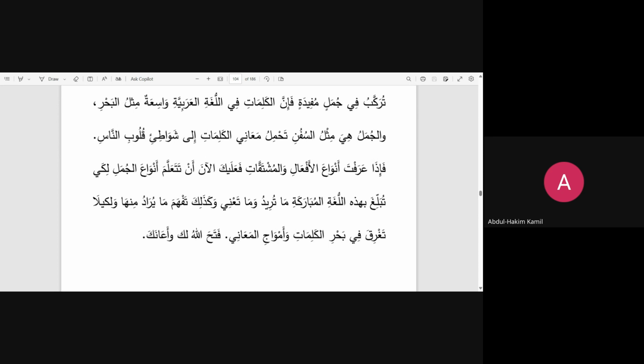And likewise you understand what is intended from it. This is in the passive voice. And you can understand what's intended from it.